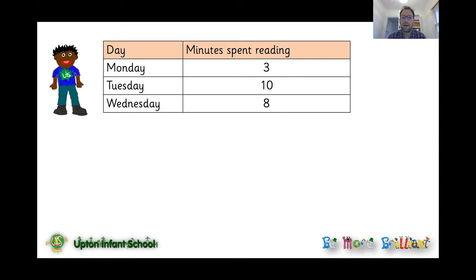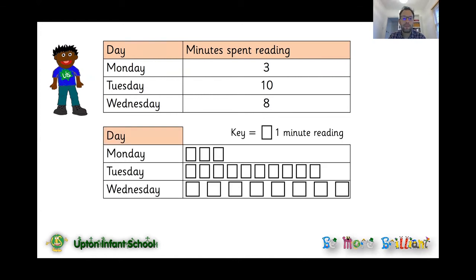and he is keeping count of how much reading he is doing each day. So you can see on this table that he's drawn here, on Monday, he spent 3 minutes reading. On Tuesday, oh, we did a lot better on Tuesday, he spent 10 minutes reading. And on Wednesday, didn't do too badly, he spent 8 minutes reading. Sonny, do you think that we could show that data, that information in a pictogram?